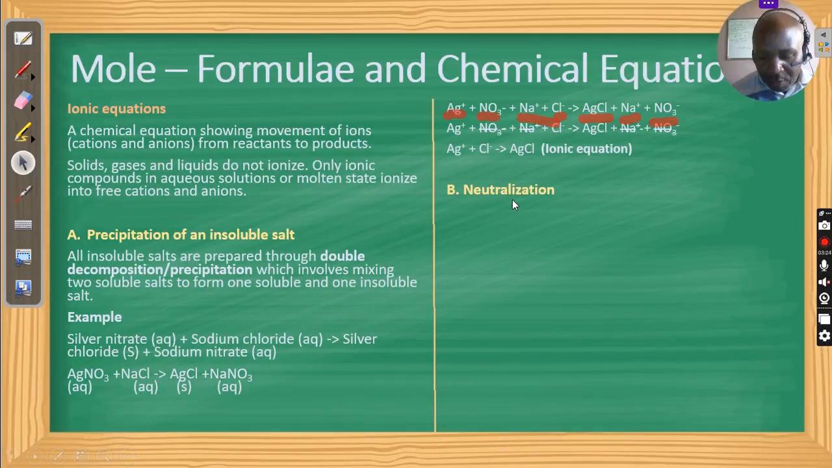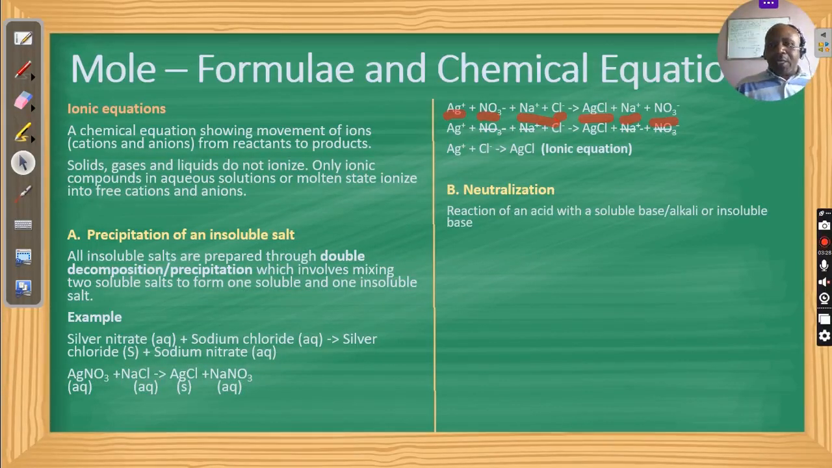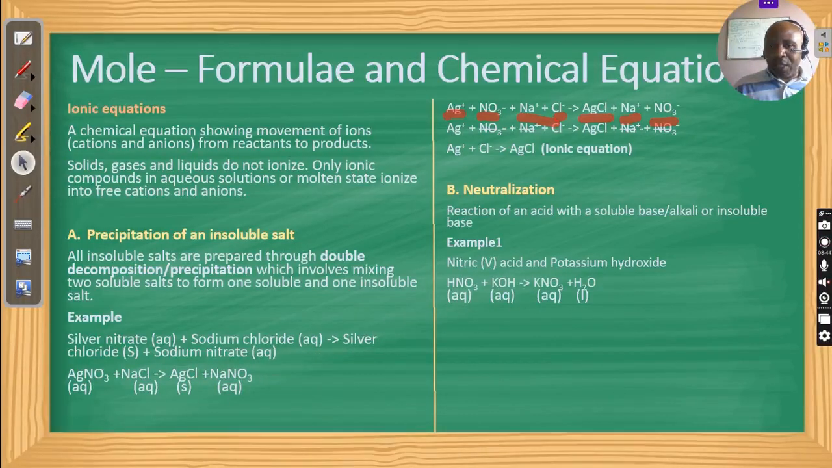Another example of an ionic equation can be through neutralization, whereby there is a reaction of an acid with a soluble base or alkali, or an insoluble base. An example is nitric(V) acid and potassium hydroxide. As you can see, this is nitric(V) acid reacting with potassium hydroxide to form potassium nitrate and water.